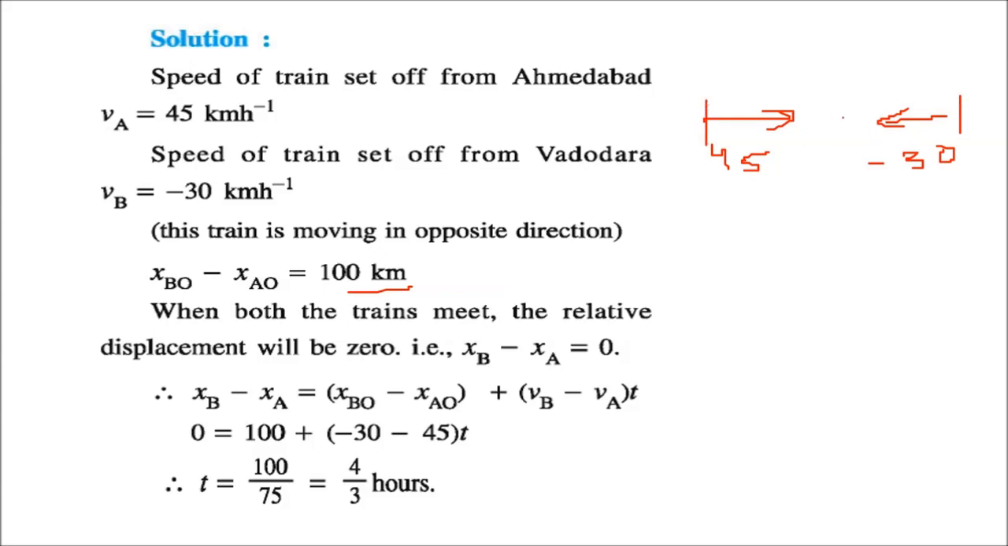So when they are going to meet somewhere, the relative displacement, sorry, not distance, displacement, XB minus XA will be 0. So we'll use again the expression which we found from our discussion. XB minus XA is 0, XBO minus XAO we know is 100, and we have used both velocities with proper sign, and time will be 4/3 hours.